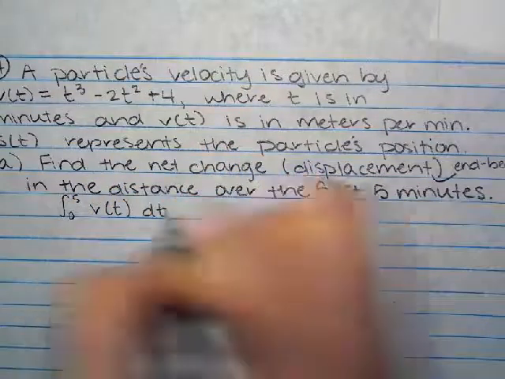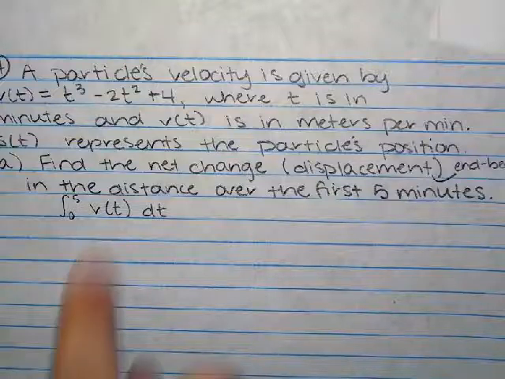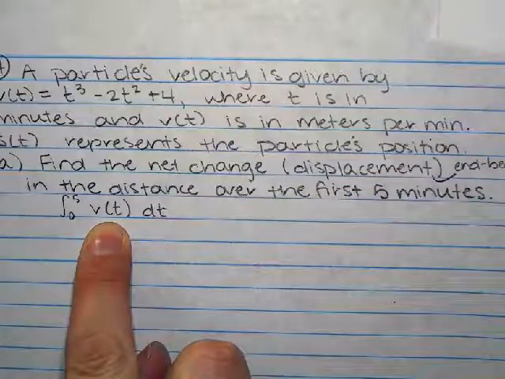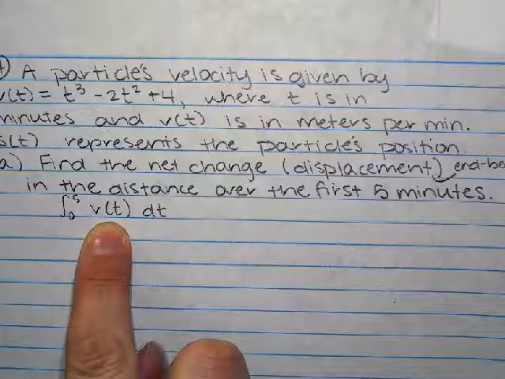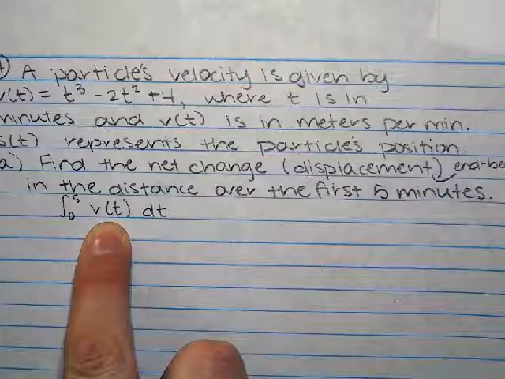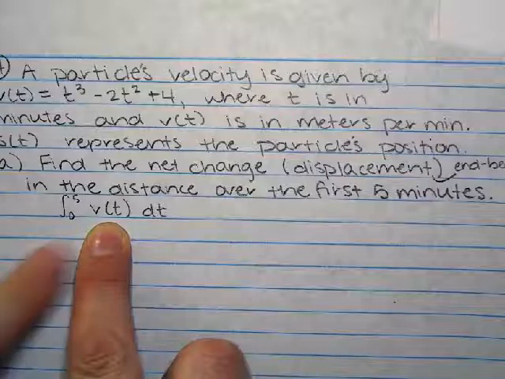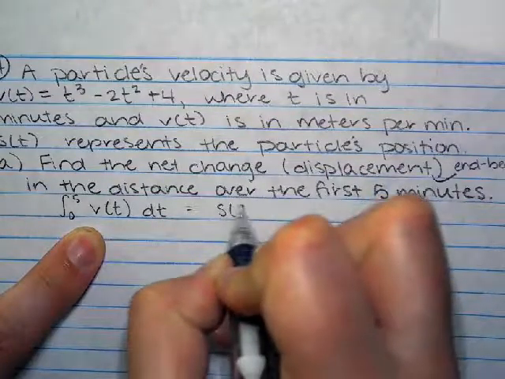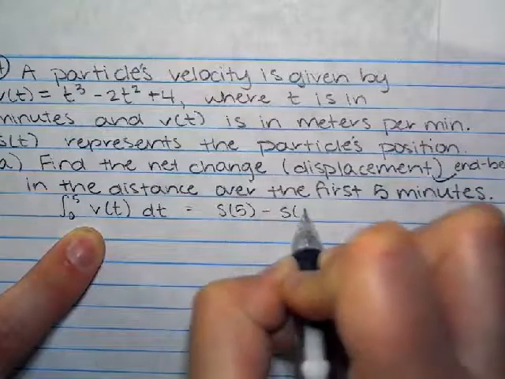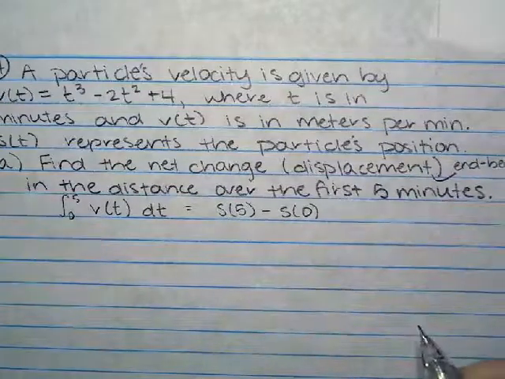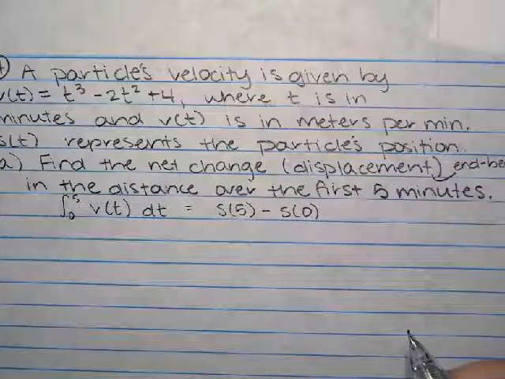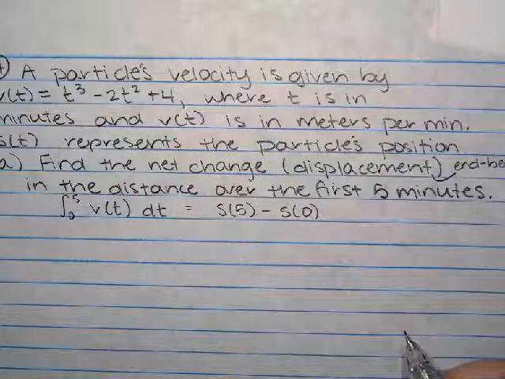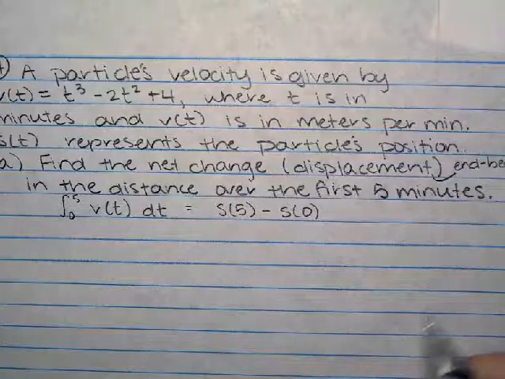dt. And the reason we're going to use v of t is because what's the antiderivative of v of t? S of t. So when we do this, what we're essentially doing is s of 5 minus s of 0. Does that make sense? End minus beginning. Does that make sense to everyone?